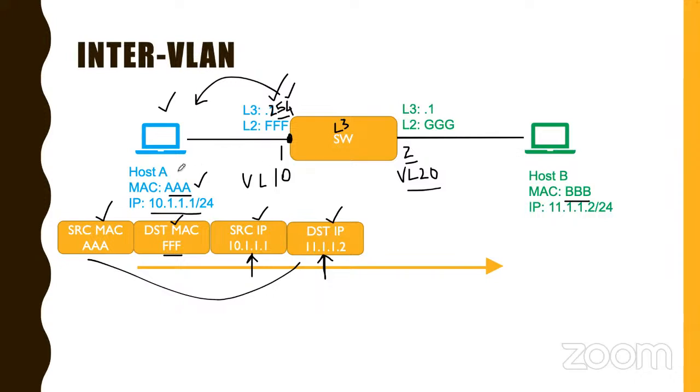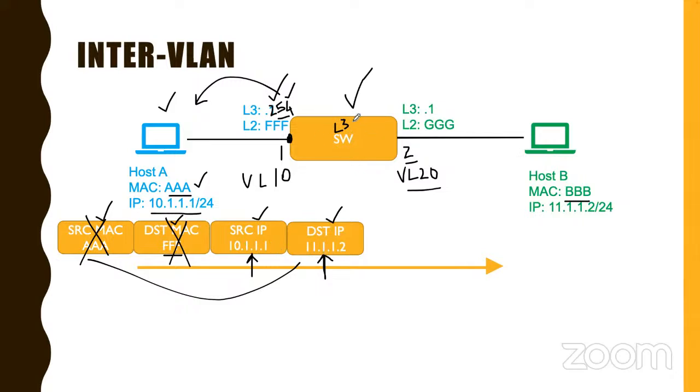Once this packet reaches this switch, it will decapsulate the packet. This source MAC will be removed. This destination MAC will be removed. It will decapsulate that packet and see the IP header. On this switch, it will see a source IP, this one, and a destination IP, this one.